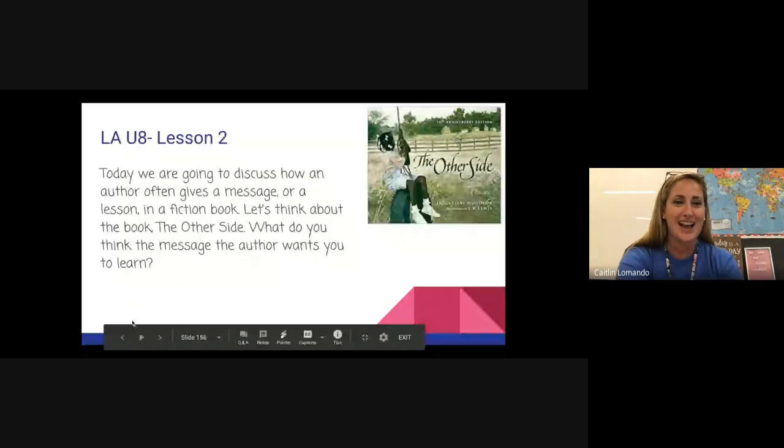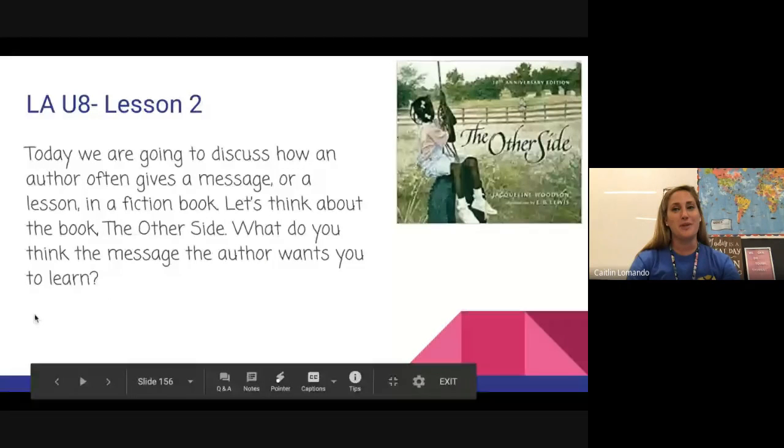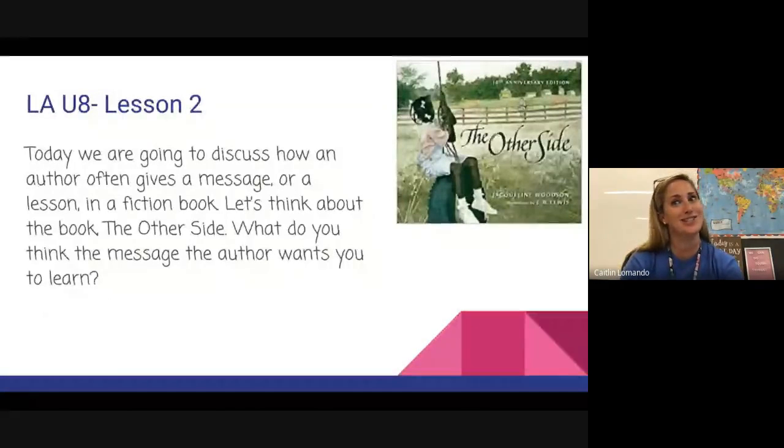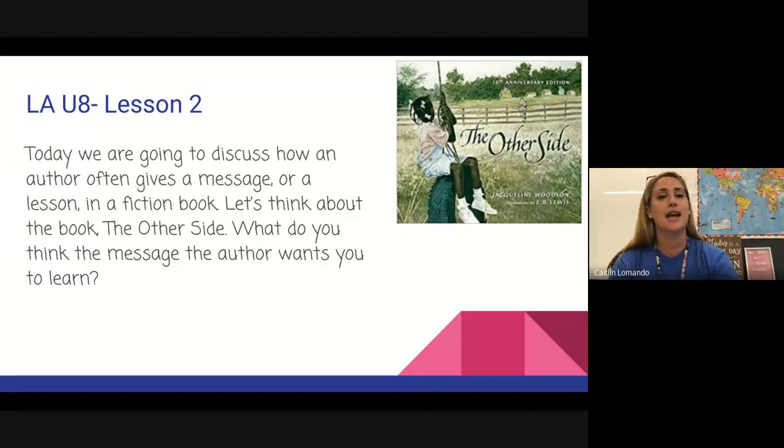So let's get started. Our last lesson was as easy as pie, and today we're going to continue that by talking a little bit about themes or lessons in what we read. So today we're all the way up to LAU 8, Lesson 2. Let's think back to a book that we've revisited often, The Other Side. Today, we're going to discuss how an author often gives a message or a lesson in a fiction book.